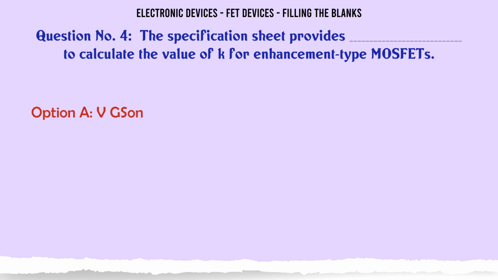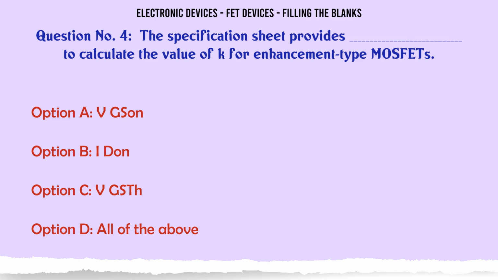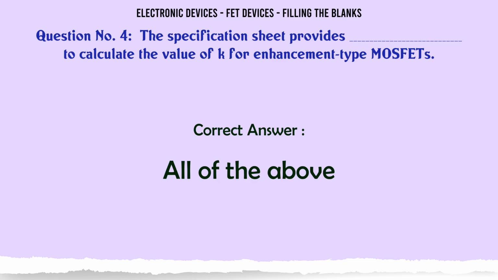The specification sheet provides to calculate the value of k for enhancement-type MOSFETs. A. VGS(on). B. ID(on). C. VGS(Th). D. All of the above. The correct answer is all of the above.